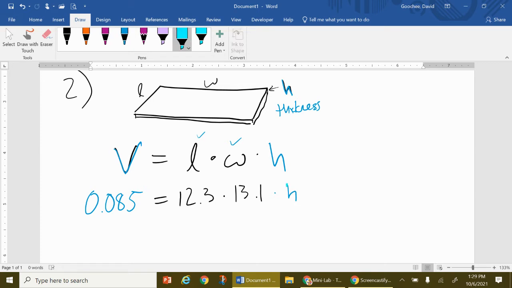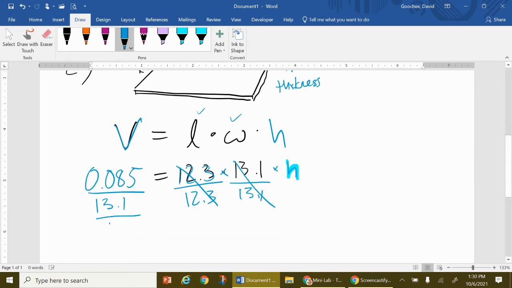Now again, we're solving for the height here, which means undo what is being done to this variable. It's being multiplied by 13.1, so we'll divide by 13.1, all right? And if we do it over on this side, we got to do it on this side as well, 13.1. But the height is still being multiplied by 12.3. So to undo multiplying by 12.3, we'll divide by 12.3 to get rid of that, all right? So what we got here is the height of this foil. The thickness is 0.085 divided by 13.1 and then divided again by 12.3.